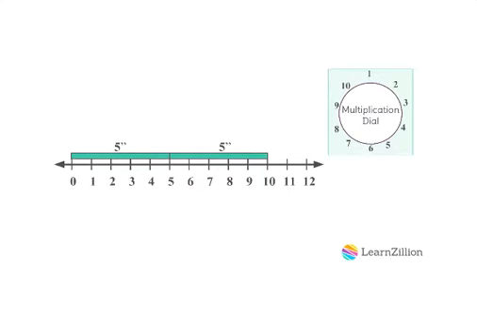Now Jacob can see that he would need to scale up to 2 times the original length, which can be represented with the equation 2 times 5 inches equals 10 inches. Jacob can say that the scaling factor is 2, so he needs to set the multiplication dial to 2.